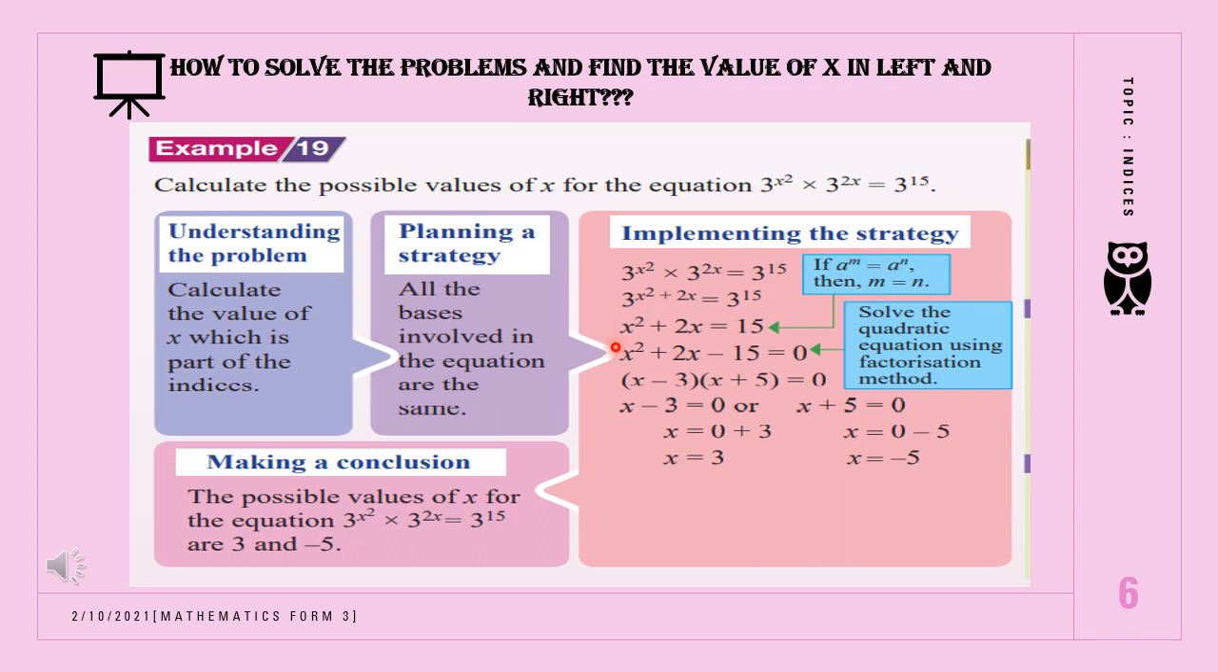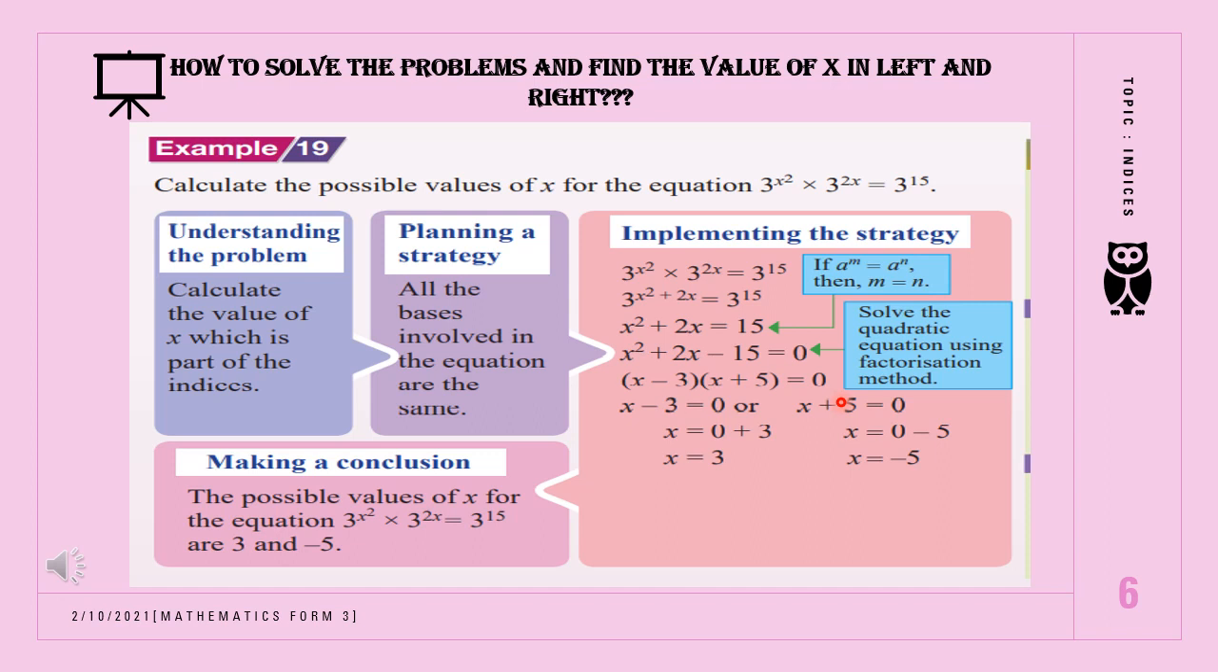This is an easy question because the bases are all 3. When you see the multiplication, you just add the indices. So you do like solution number 2: 3 power of x power of 2 plus 2x equal to 3 power of 15. You just write the index. So x power of 2 plus 2x equal 15. x power of 2 plus 2x minus 15 equal to 0.